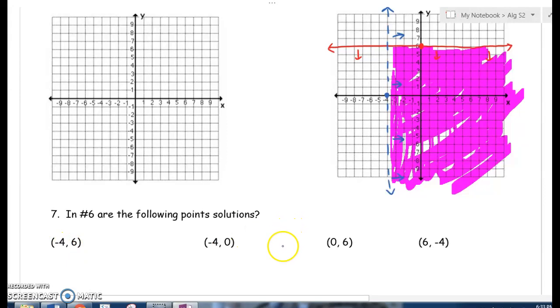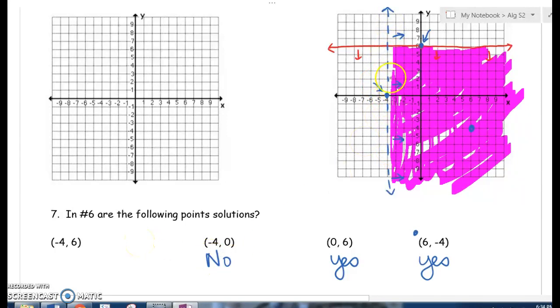I'm going to change the order a little bit. Let's say you got 6, -4. So we'll start with this one first. If you go to where 6, -4 is on the graph, it lands right here. It's in the middle of all this shading, so that is definitely a solution. If you look at 0, 6, it lands right here. It's kind of on the edge, but it's on a solid line, so that's part of the solution. So that's a yes. -4, 0 lands here. Well, -4, 0 is on a dashed line, which means that it is not part of the solution.